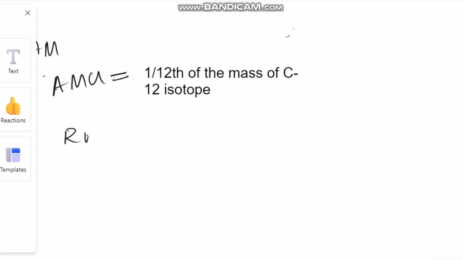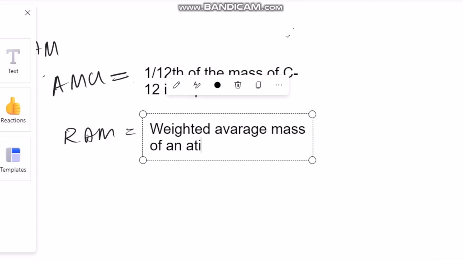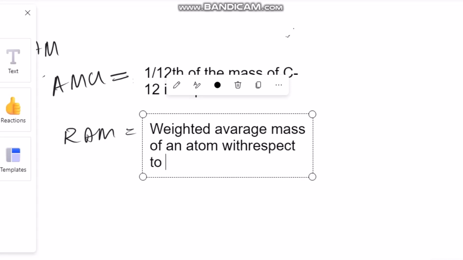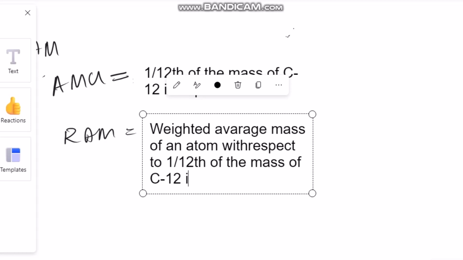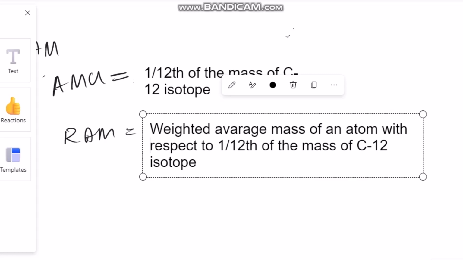The RAM value is called the relative atomic mass. We define it as the weighted average mass of an atom with respect to 1/12 of the mass of the carbon-12 isotope. That's what we define as the relative atomic mass: the weighted average mass of an atom with respect to 1/12 of the mass of the carbon-12 isotope.